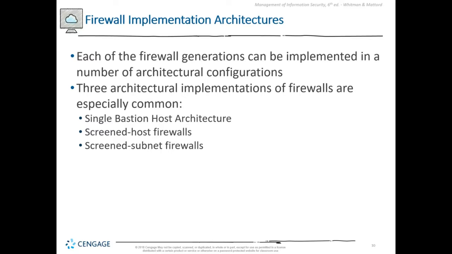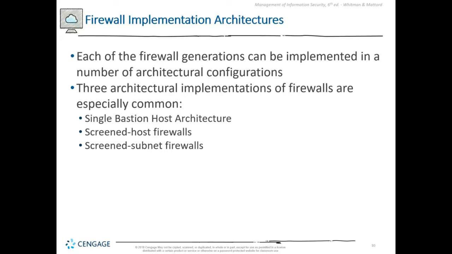Now, we do have some different ways that firewalls can be implemented, and you can put these in a number of architectural configurations. The three architectural implementations that are especially common are single bastion host architecture, screened host firewalls, or screened subnet firewalls. In a single bastion host architecture, a single device is configured to filter packets, and it serves as the sole security point between the two networks. Unfortunately, this represents a rich target for external attacks.